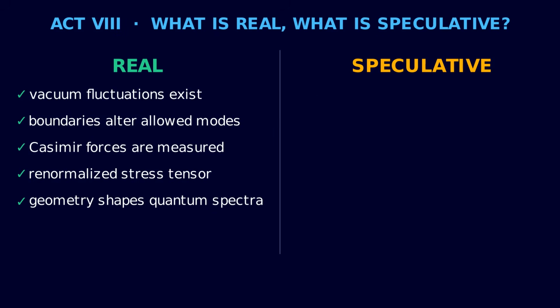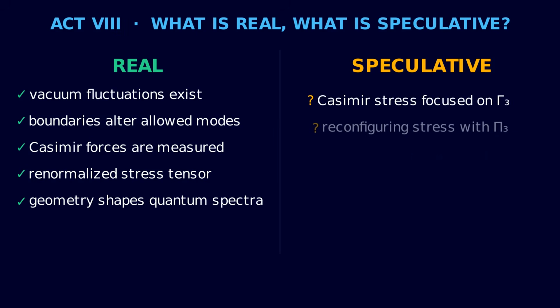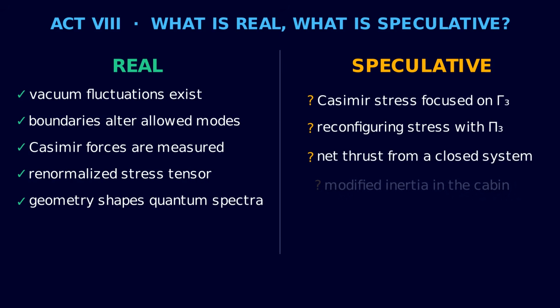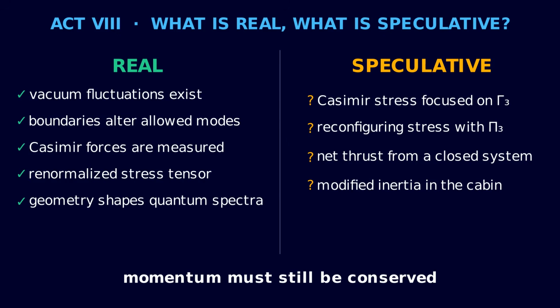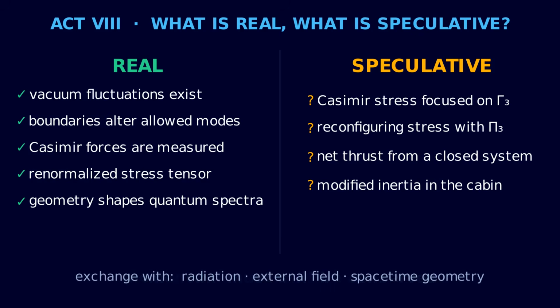And these things are speculative: concentrating Casimir stress on the seam graph, reconfiguring that stress with the symmetry group, extracting net thrust from a closed system, and modifying inertia throughout the cabin. The Casimir effect by itself provides no known reactionless drive. Momentum must still be conserved. Any physically viable cruiser would have to exchange momentum with something: radiation, an external quantum field, or spacetime geometry itself.